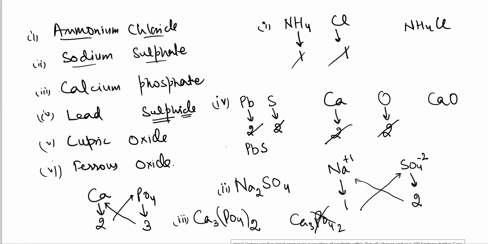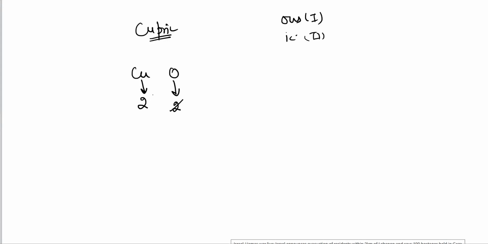Yes, sir. Now, next one is cupric oxide. If it is asked cupric oxide, cupric, ic. So copper has 2 valencies. If it is ous, then it is going to have +1. If it is ic, then it is going to have +2. So cupric oxide: Cu is going to have 2 valency. Oxide is also going to have 2 valency. Then you cancel out each other. This is CuO.